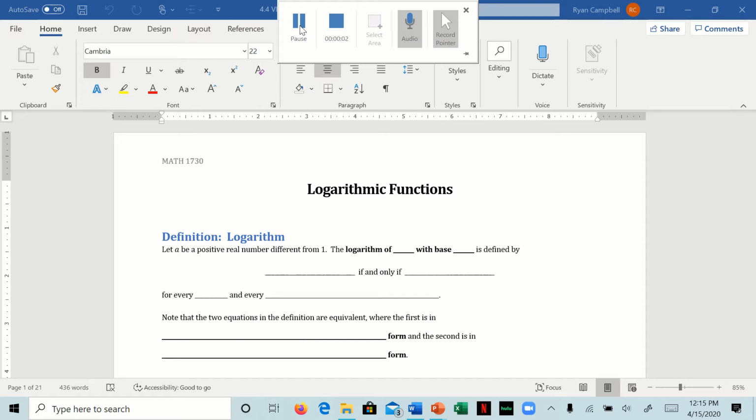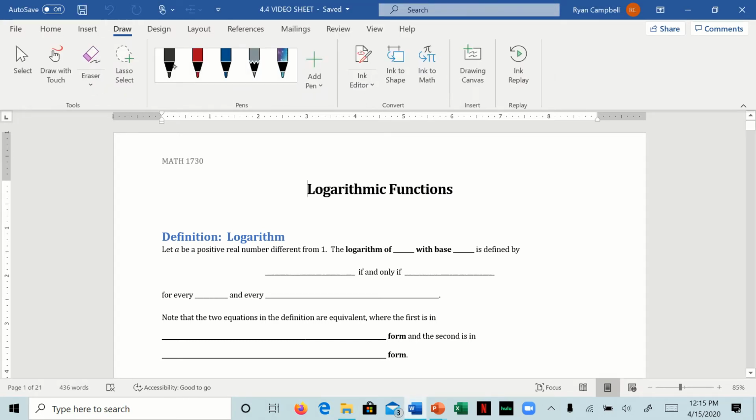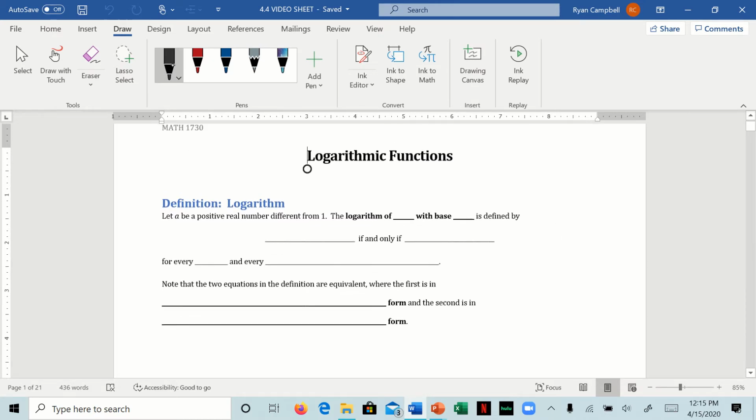So now we're going to talk about logarithms. If we let a be a positive real number different than 1, then we say that the logarithm of x with base a is written as this: y equals log base a of x. And the way this works is that this is true if and only if x is a to the y.